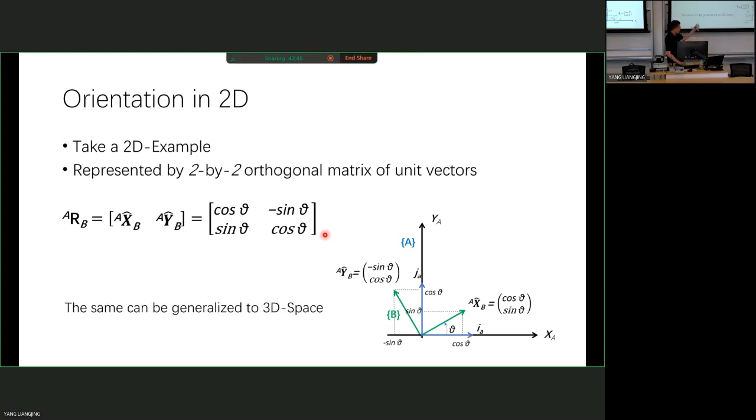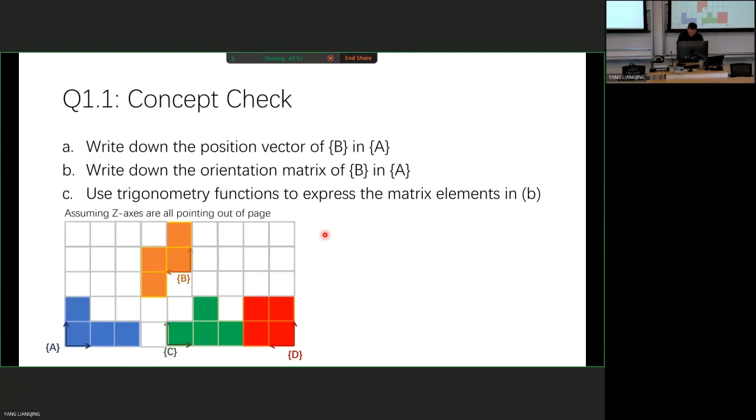So of course, this can be generalized to three-dimensional space, but I'm showing you 2D to make it simpler. To give you some understanding of the concept, check yourself. If you just look at something like this, what is the position vector of B in A? What is this point here? If you're someone standing on A, you need to count the distance: 1, 2, 3, 4, 5. So it should be 5. The first coordinate is 5. And how far is it on the vertical? 1, 2, 3. So the second part is 3.